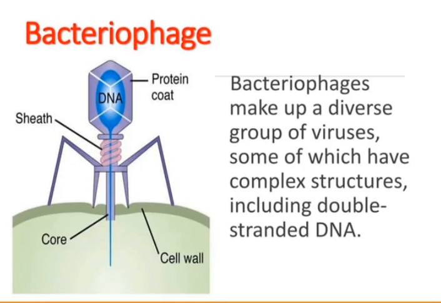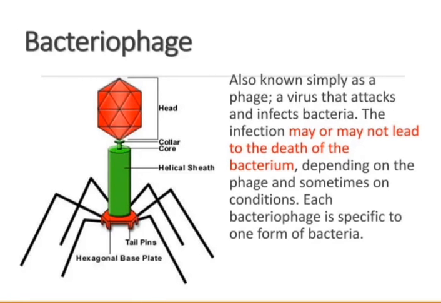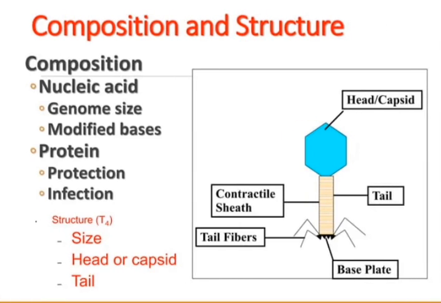Bacteriophages make up a diverse group of viruses, some of which have complex structures, including double-stranded DNA. Also known simply as a phage, it is a virus that attacks and infects bacteria. The infection may or may not lead to the death of the bacterium, depending on the phage and sometimes on the conditions. Each bacteriophage is specific to one form of bacterium.